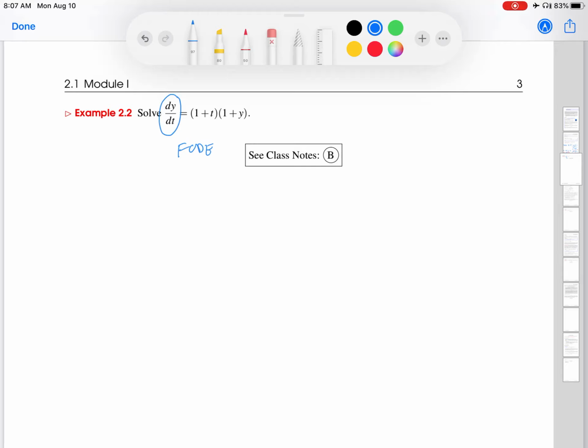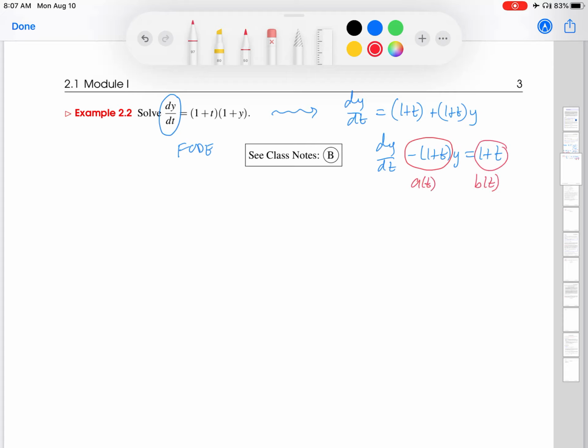Asking ourselves whether it's linear or not, well, we'd have to put this in standard form. So to do that, we could multiply some things out here. So I could say this is (1 plus t) times 1 plus (1 plus t) times y, and then we could subtract over this y term, leaving this ODE. So actually in this form we see that this is our A of t, this is our B of t.